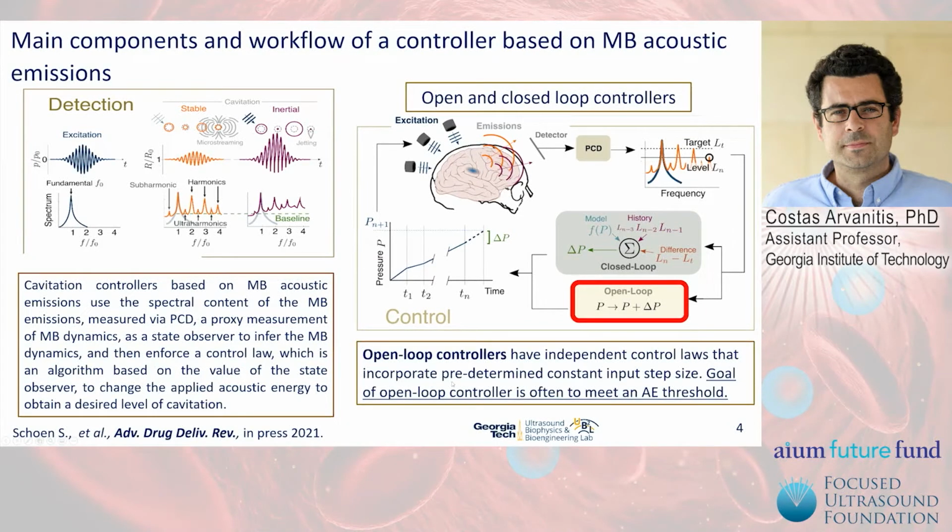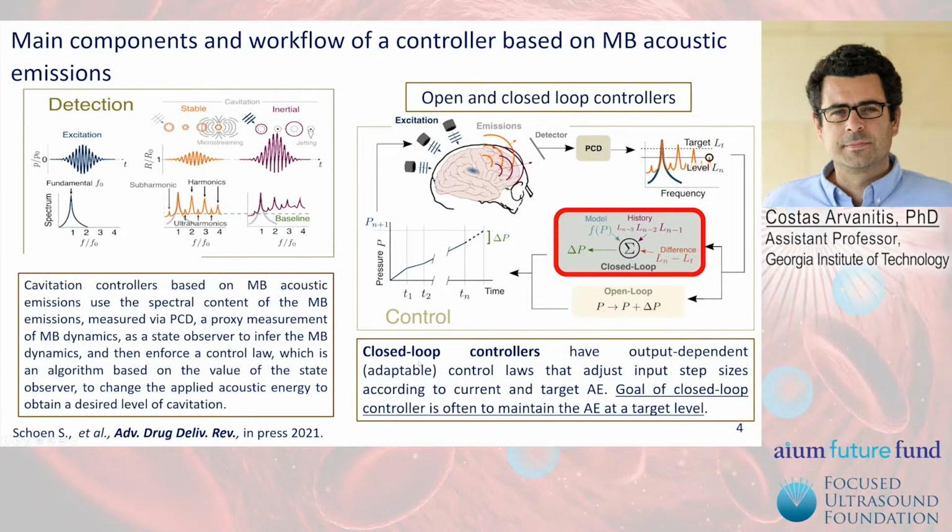Open loop controllers have independent control laws that can incorporate predetermined constant input step size. And the goal overall of open loop controllers is often to meet an acoustic emission threshold. On the other hand, closed loop controllers have output-dependent adaptable control laws that adjust input step size according to current and target acoustic emissions. Overall, the goal of closed loop controllers is often to maintain the acoustic emissions at the target level. Note that both methods close the loop, but the closed loop controllers need to maintain a target level.